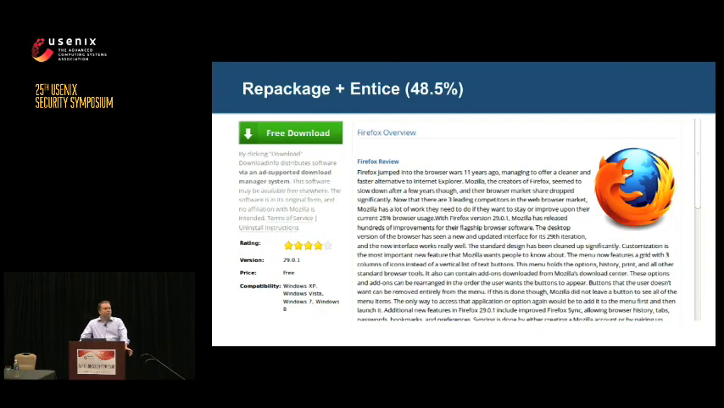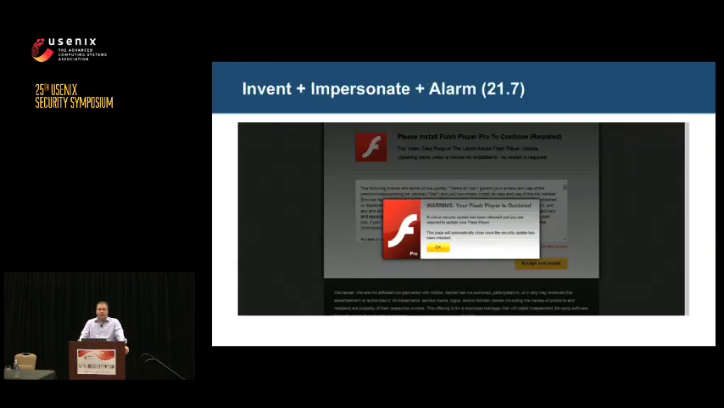To give an example of repackage and entice, I'll go back to the Firefox download I was talking about earlier. We know it has a repackage piece, because you're getting Firefox, but you're getting some additional software that you may not want. The entice piece comes in by this Firefox review that you have here. They're really attempting to tell the user how cool Firefox is, why they should install it, as well as having the free download icon. That's an example of a repackage entice social engineering attack.